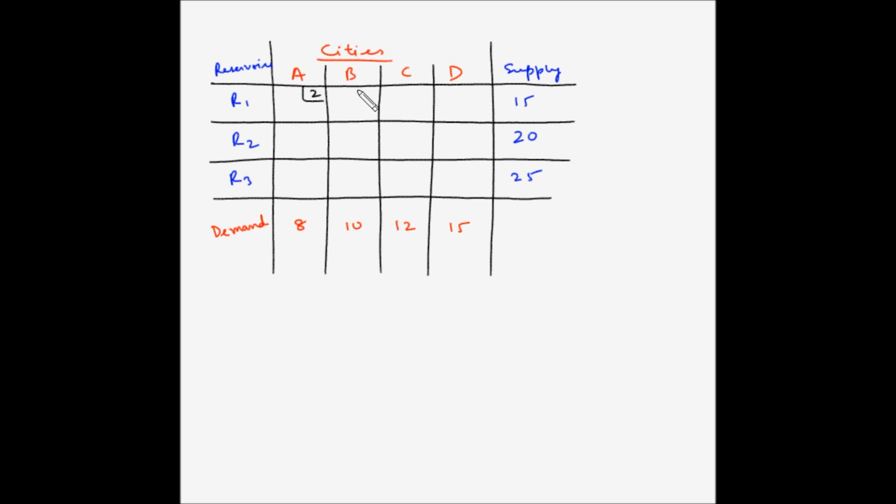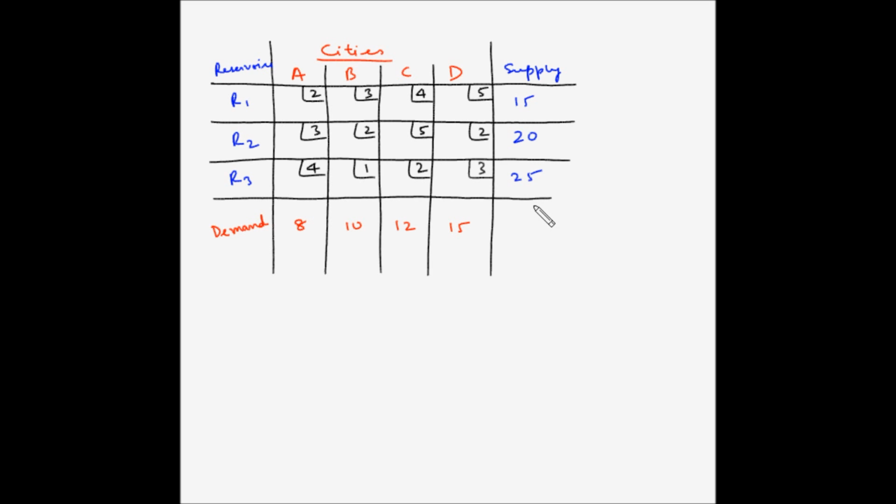So 2, 3, 4, 5, 3, 2, 5, 2, 4, 1, 2 and 3. So this is our transportation table.